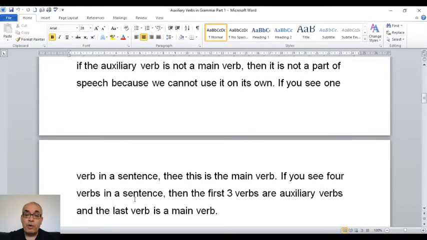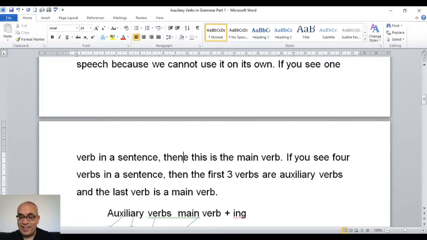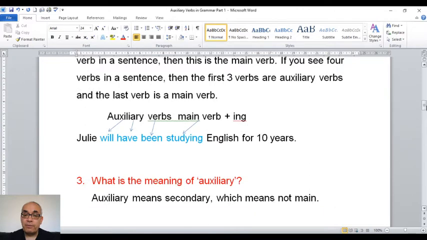If you see one verb in a sentence, then this is the main verb. If you see 4 verbs in a sentence, then the first 3 verbs are auxiliary verbs, and the last verb is a main verb. Again, I use the same sentence.